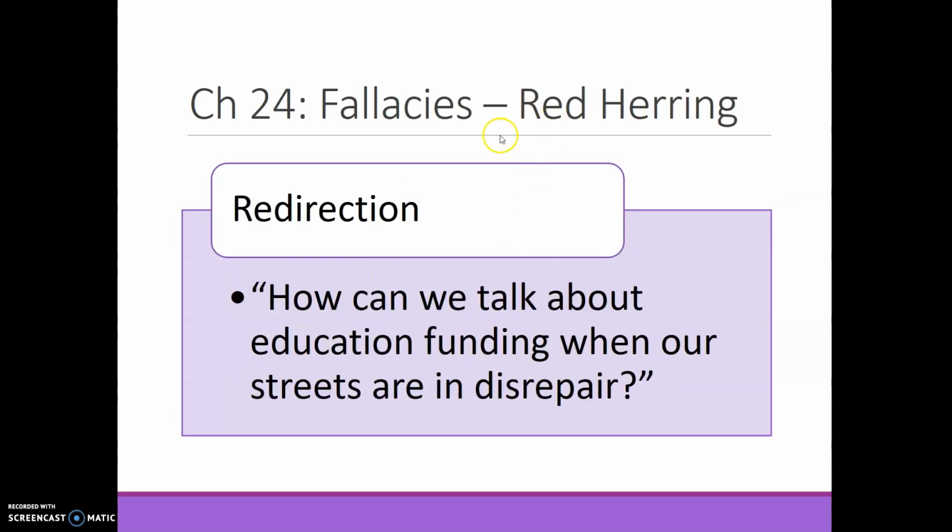Then there's also a red herring, which is a redirection. So how can we talk about education funding when our streets are in disrepair? So those two don't have anything to do with each other other than maybe tax dollars go into it. But it's like you're completely taking the focus off of this topic and introducing a completely different topic to try to distract people. Parents do this with children a lot, which is okay in that context. If they're crying about something, they'll say, oh, but look over here at this. So it's that whole redirection. And unfortunately, it still works even though we're not children anymore. But red herring and redirection definitely is something that people try to use.